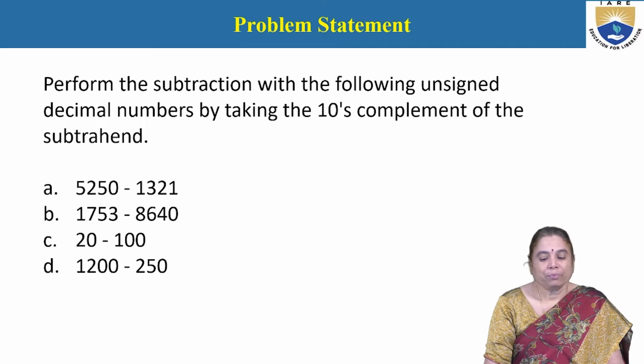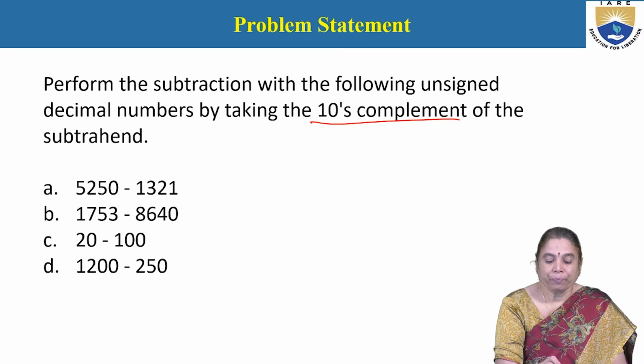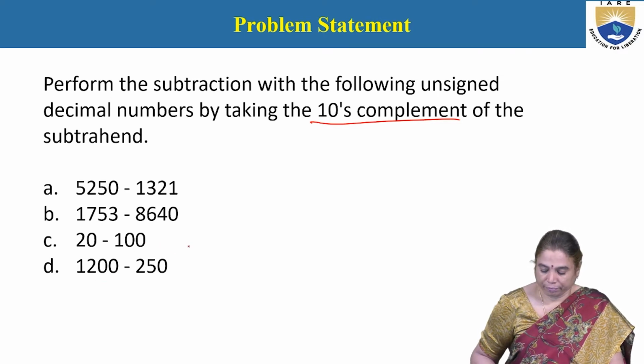Next, perform the subtraction with the following unsigned decimal numbers by taking the 10's complement of the subtrahend. So the first is 5250 minus 1321. And the second is 1753 minus 8640. The third is 20 minus 100. The fourth is 1200 minus 250.